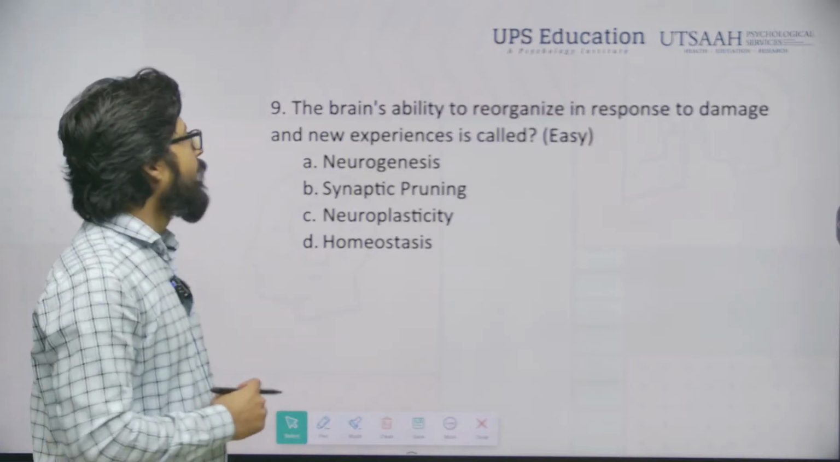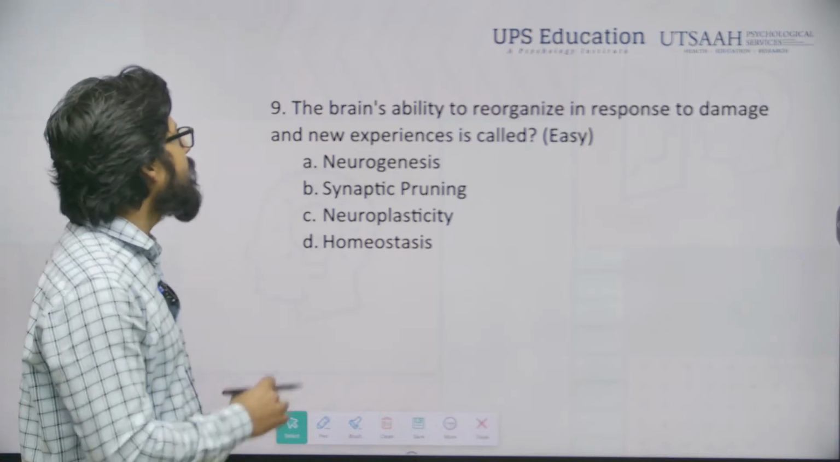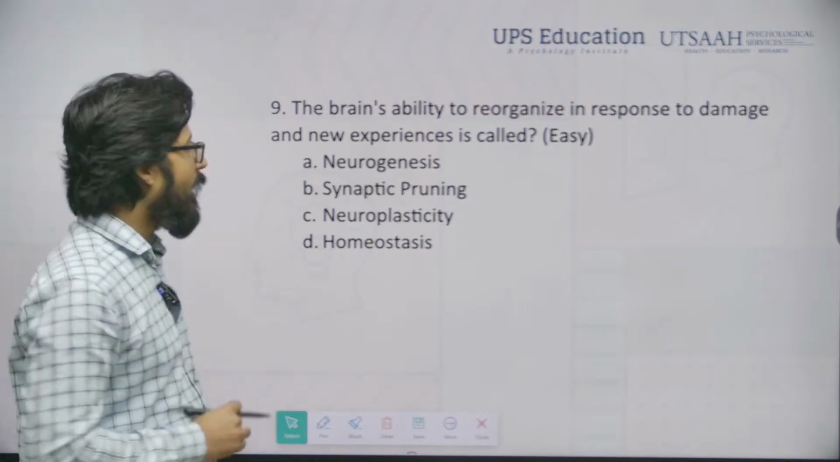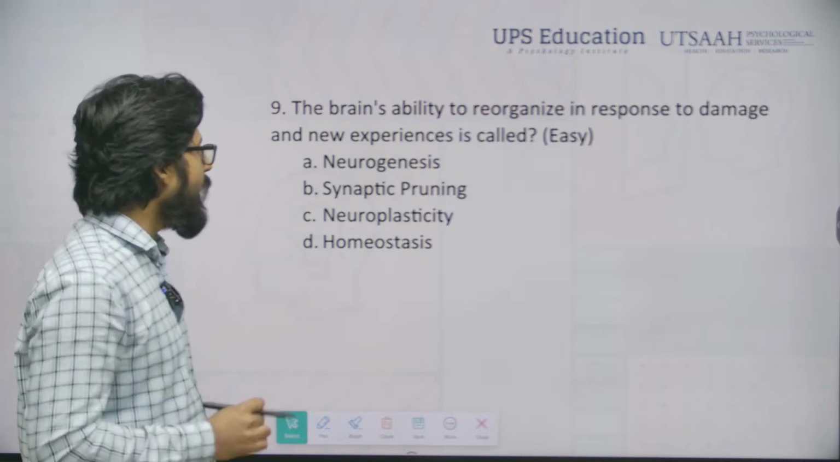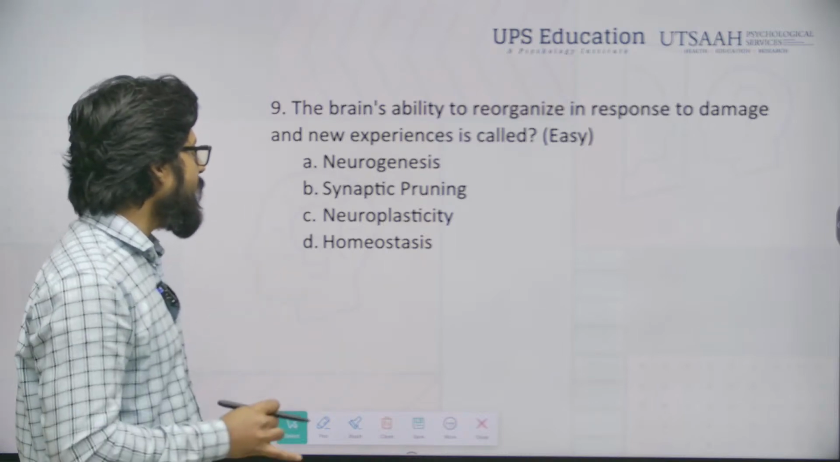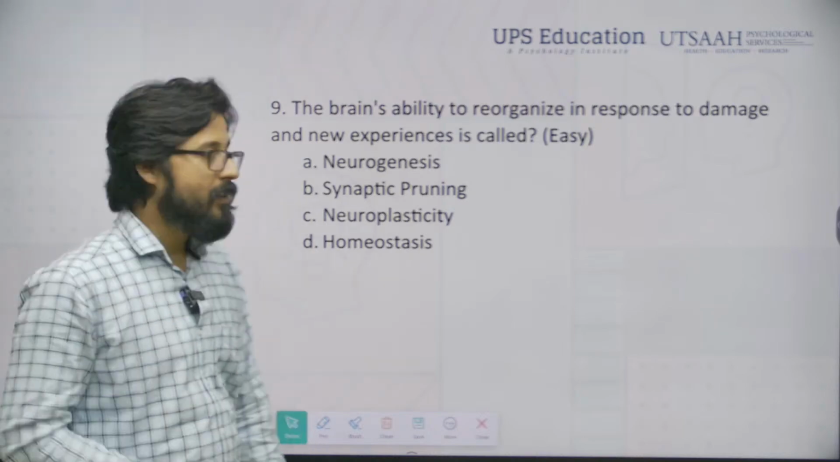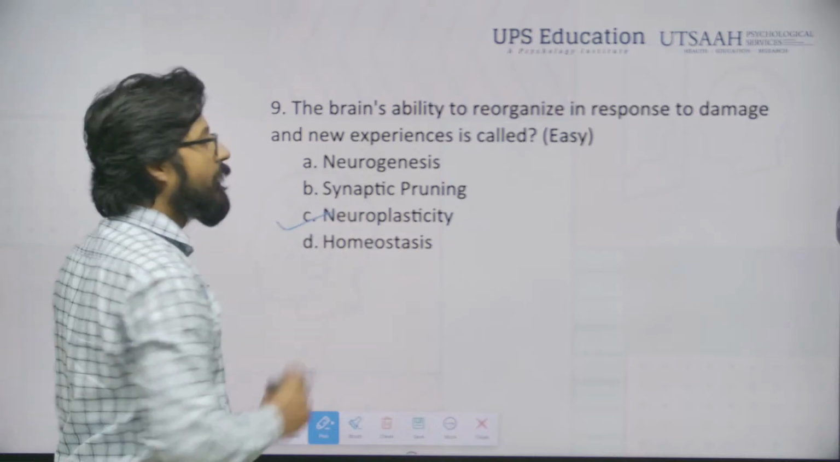Question number 9. The brain's ability to reorganize in response to damage and new experiences is called. Your options are A. neurogenesis, B. synaptic pruning, C. neuroplasticity, and D. homeostasis. And the correct answer is C, that is neuroplasticity.